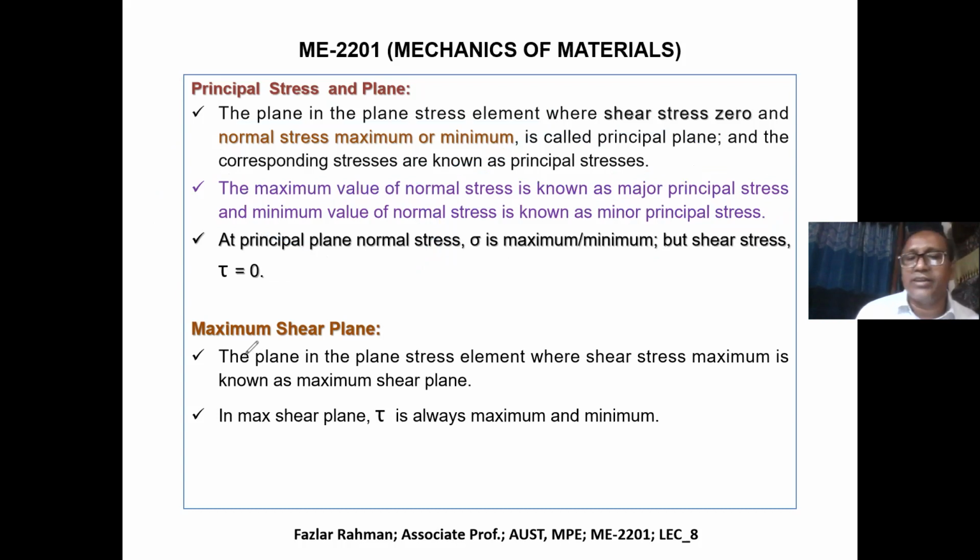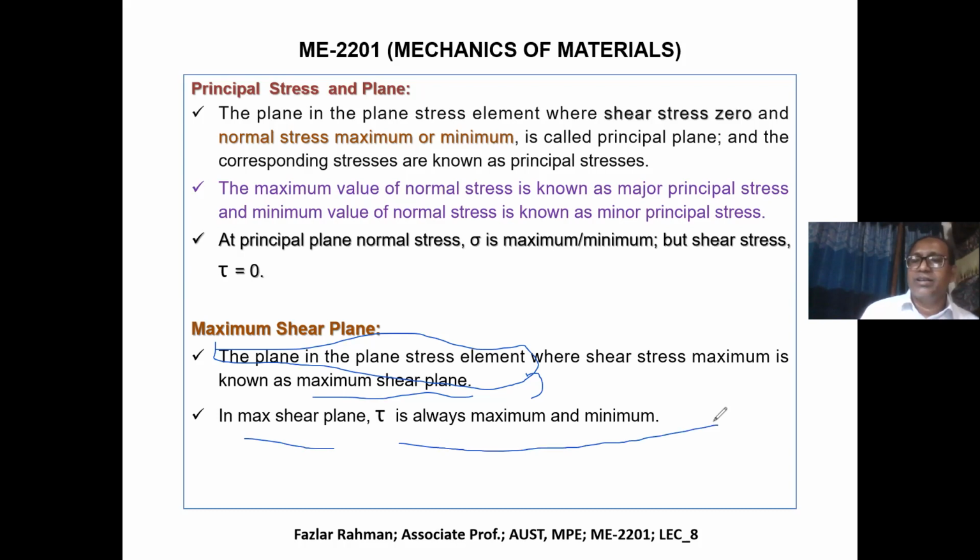Second one, maximum shear plane. Similarly, for the maximum shear plane, at a certain angle you will get tau value maximum or tau value minimum. We say the plane in the plane stress element where the shear stress is maximum is known as the maximum shear plane. So you can say maximum and minimum shear plane. In the max shear plane, tau is always maximum and minimum. You get two equal values of tau. Say one you get minus 80, the other you get plus 80. So plus 80 is the maximum value and minus 80 will be the minimum value.